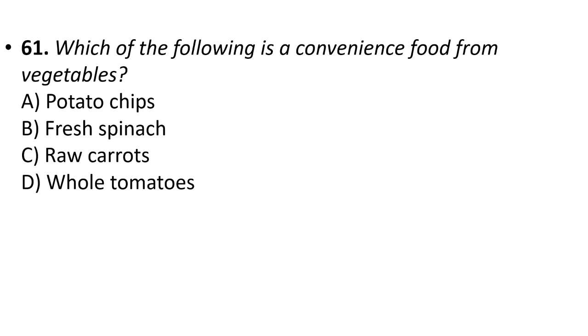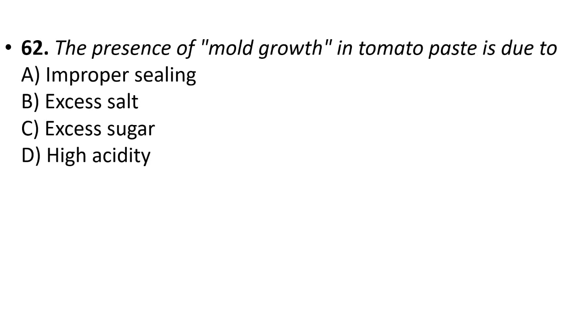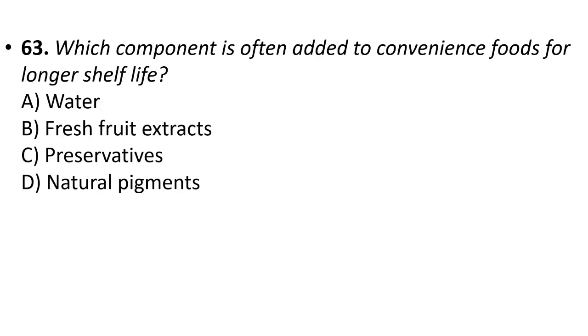61. Which of the following is a convenience food from vegetables? Potato chips, fresh spinach, raw carrots, whole tomatoes. Your answer is option A, potato chips. Convenience food, also called tertiary processed food, is food that is commercially prepared, often through processing, for ease of consumption and is usually ready to eat without further preparation. 62. The presence of mold growth in tomato paste is due to improper sealing, excess salt, excess sugar, high acidity. Here A is correct, improper sealing.